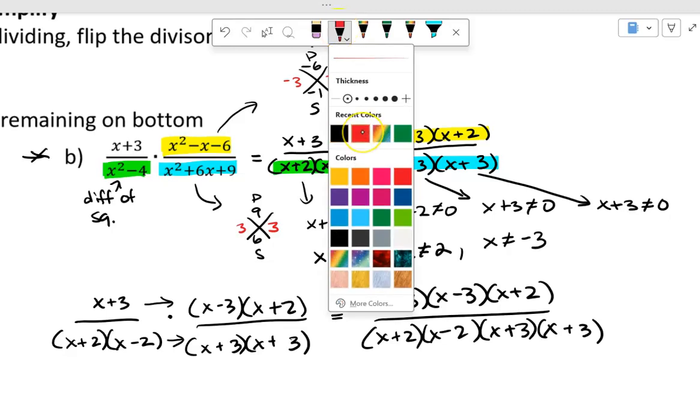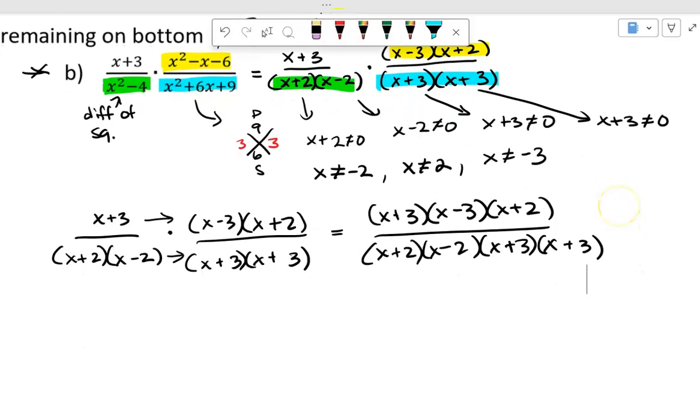I'm going to go ahead and cancel anywhere that I can. I see an x plus 3 repeated on top and bottom right there. I see an x plus 2 repeated on top and bottom. And I don't see anything else repeated on top and bottom. So on top, I have x minus 3. No parentheses needed because it's not being multiplied to anything. On bottom, I have x minus 2 and x plus 3. And I'm going to keep the parentheses on each of those because they are going to get multiplied together.